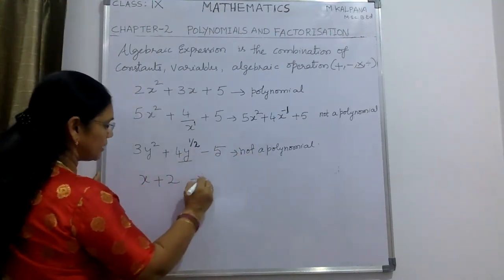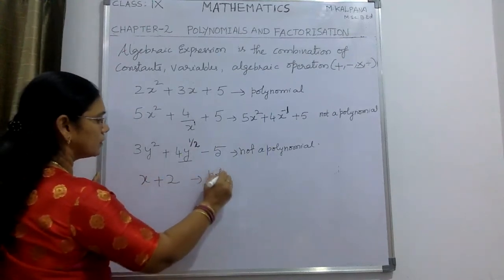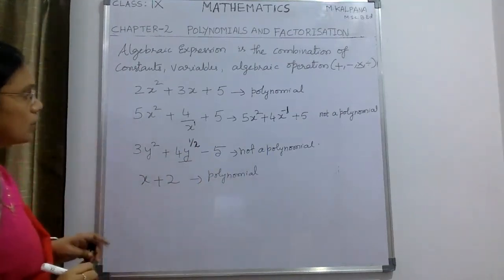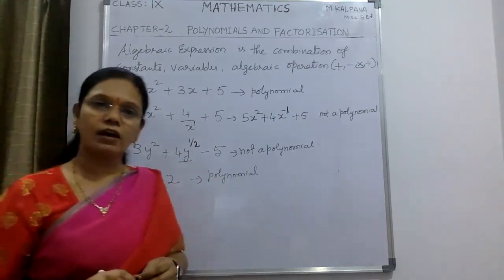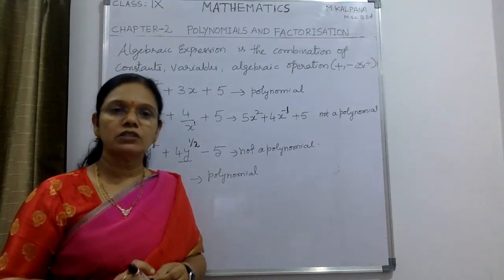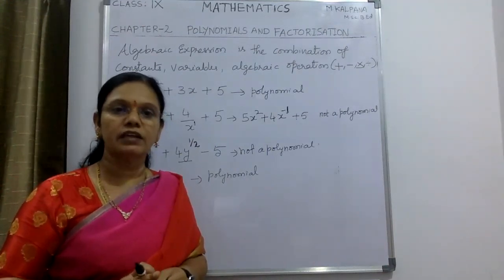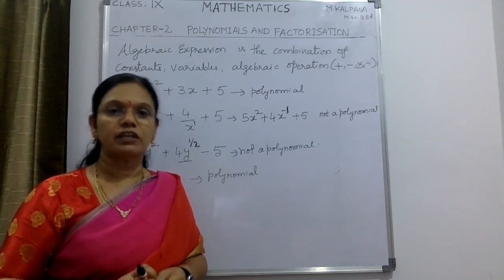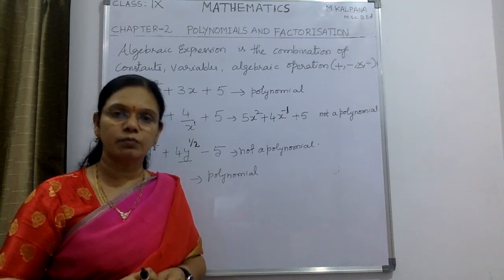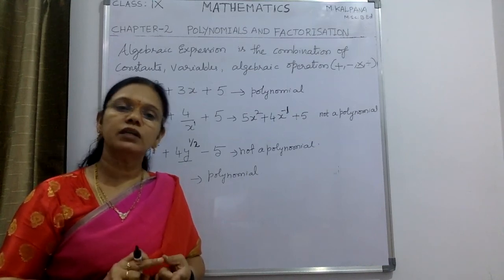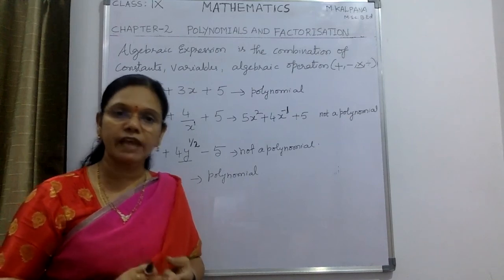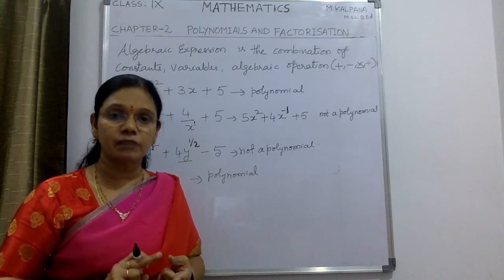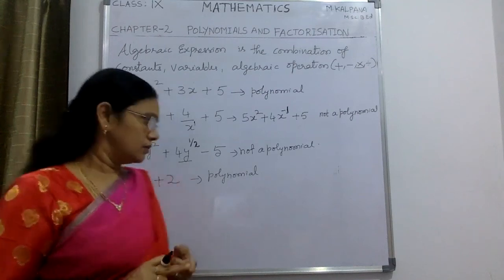Again, x plus 2 is a polynomial. Now you understood, children? So what is a polynomial? A polynomial is an algebraic expression in which the variables involved must contain non-negative integral powers. Means the powers of the exponents of variables must be positive and also they should be integers. Means they should not be in fraction form, and the powers of variables must be positive only.